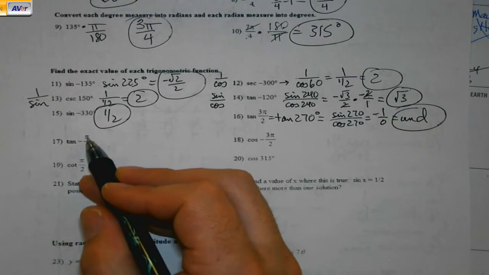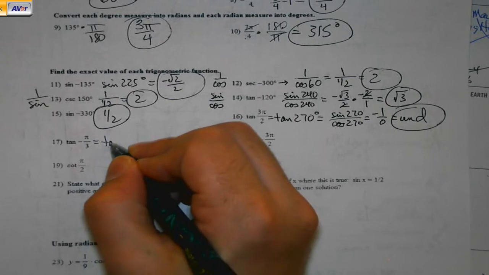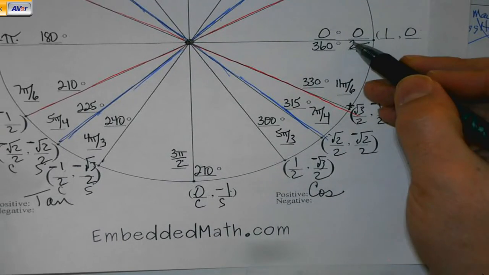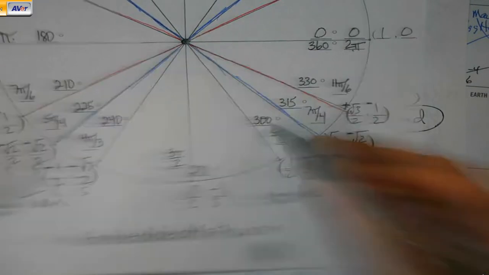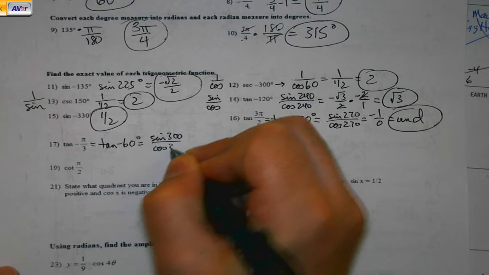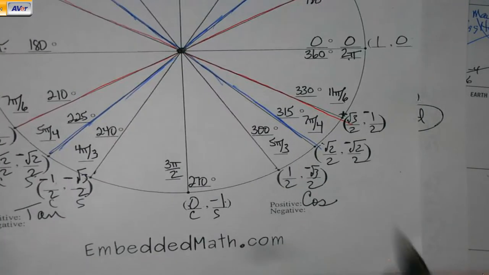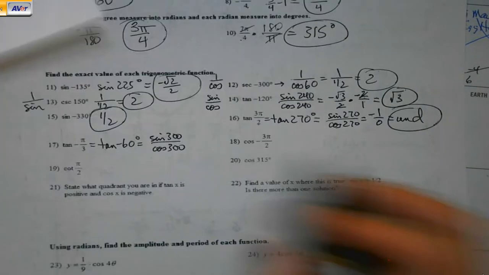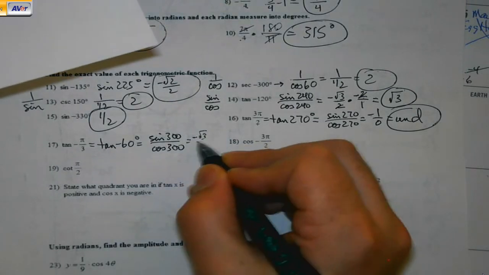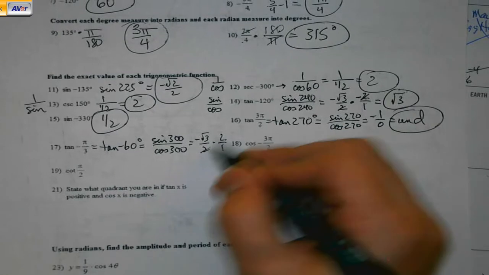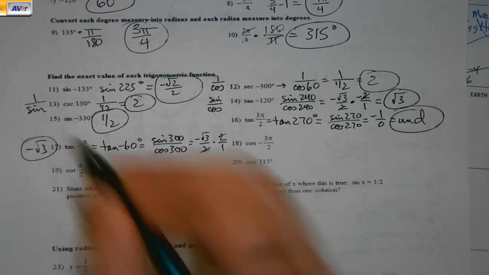Tangent of negative pi over 3. Negative 180 over 3. Tangent of negative 60. Negative 60 is 300. The sine of 300 over the cosine of 300. Sine of 300 is negative square root of 3 over 2, divided by cosine. Flip it. Divide by 1/2, same as multiplying by 2. Negative square root of 3.